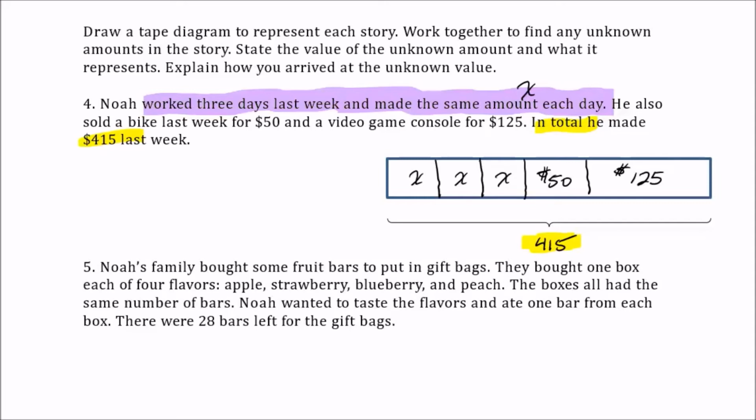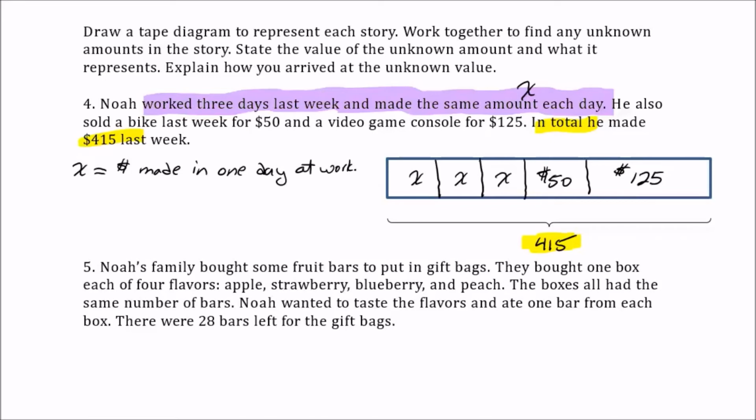So we're supposed to state the value of the unknown amount and what it represents. So what we don't know here is how much he made at work last week. So X equals money made in 1 day at work.